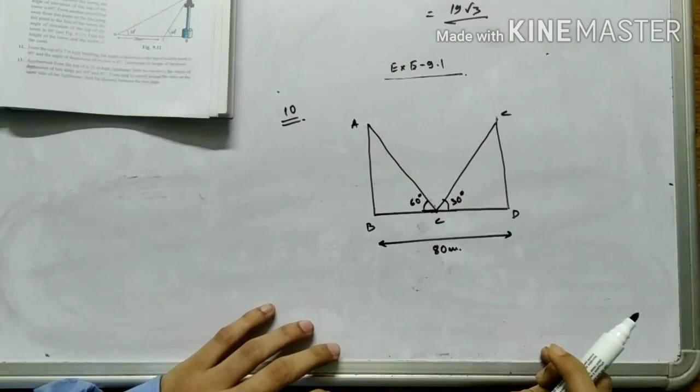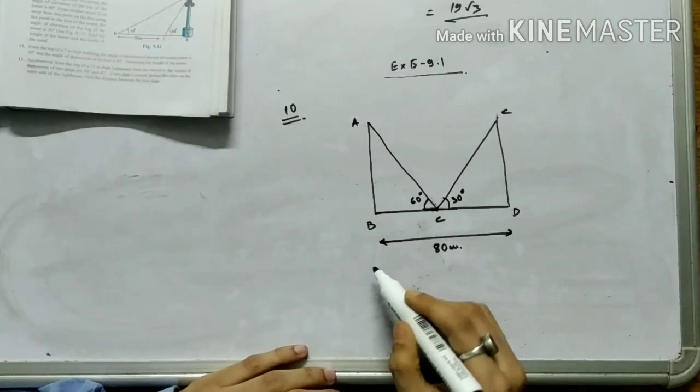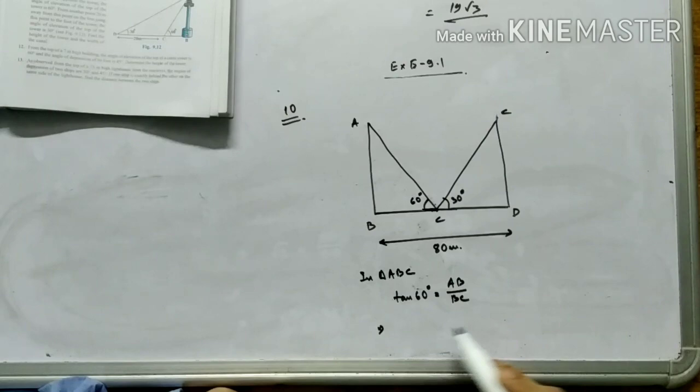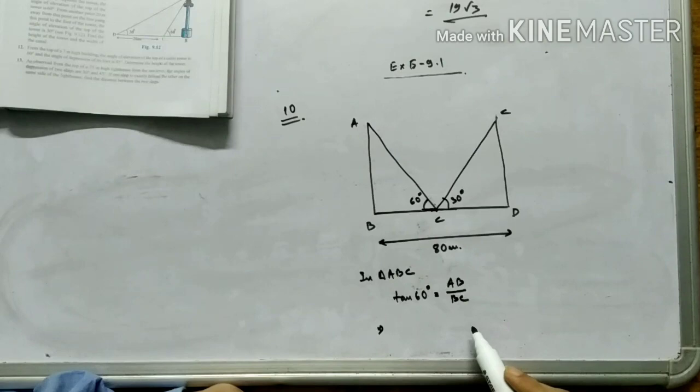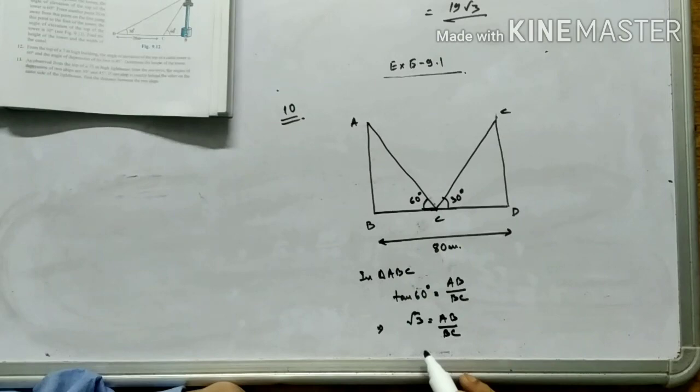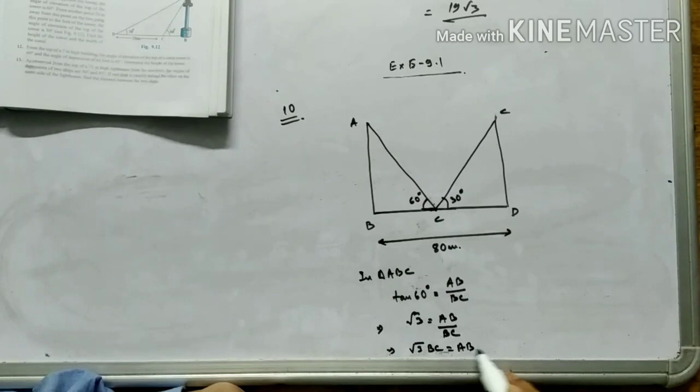Okay. So now let's take this triangle. In triangle ABC, I will use tan 60, which equals AB by BC. So tan 60, it is root 3, equals AB by BC. So I will get root 3 BC equals AB. I will give this equation number 1.